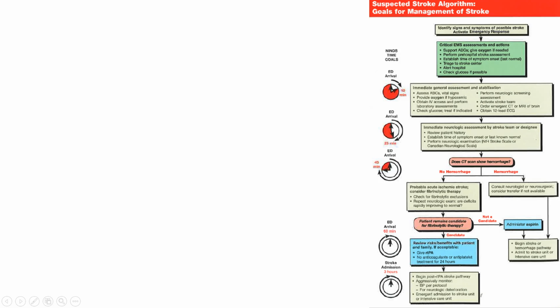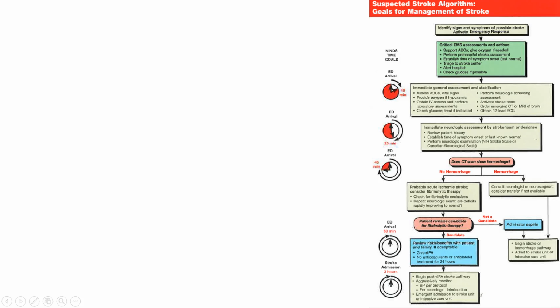It says, consider transfer if not available. So basically it's out of your hands here. Looks like here, it says begin stroke or hemorrhage pathway, admit to stroke unit. Yeah, there we go. So what if there wasn't a hemorrhage? What if this guy had some sort of blood clot or something in there?